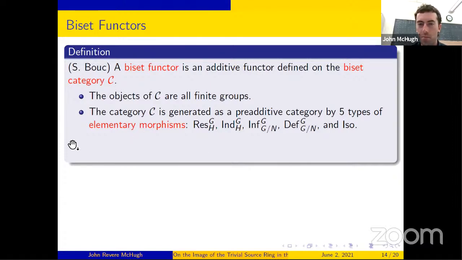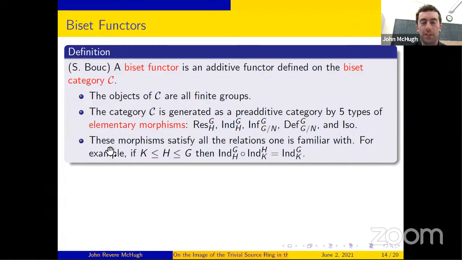All right, so last thing I want to say, these morphisms satisfy all the relations that you would expect. And I mean, all the relations that you're familiar with from working with representations. So for example, if K is a subgroup of H, is a subgroup of G, then when you compose these morphisms, induce from K to H, and then induce from H to G, you get the induction morphism from K to G. So this is all just taking place in this category C. It's sort of like a categorical framework to base these operations in representation theory off of.